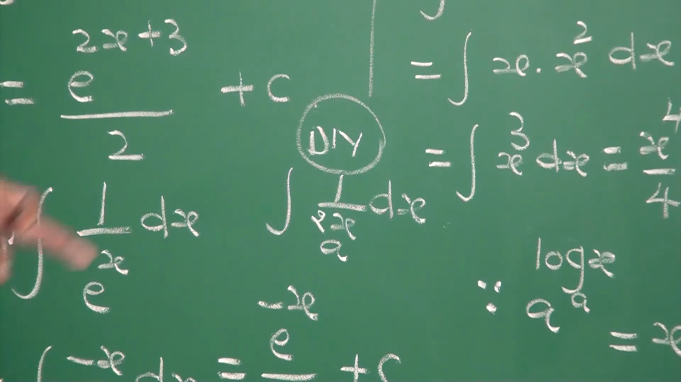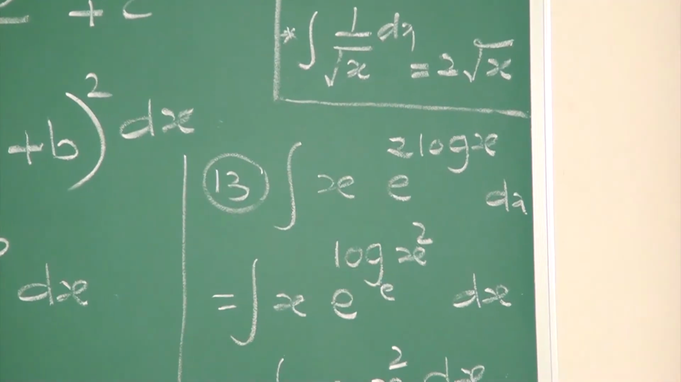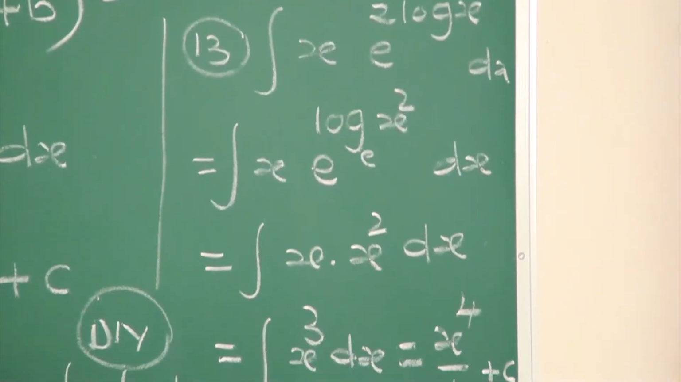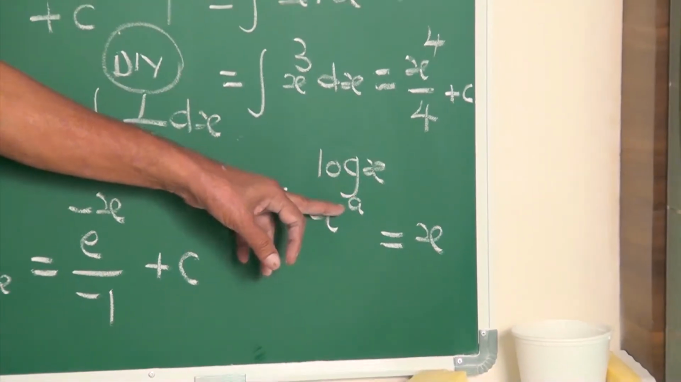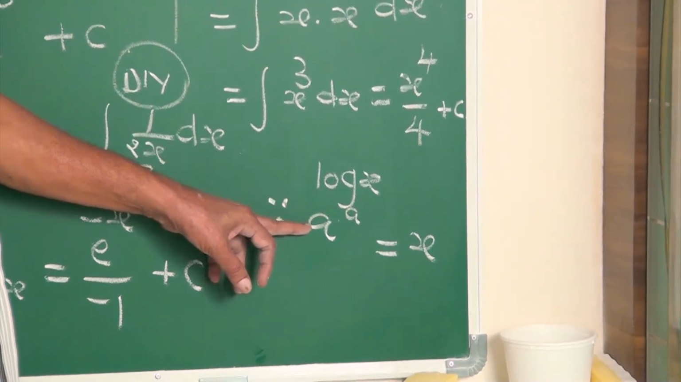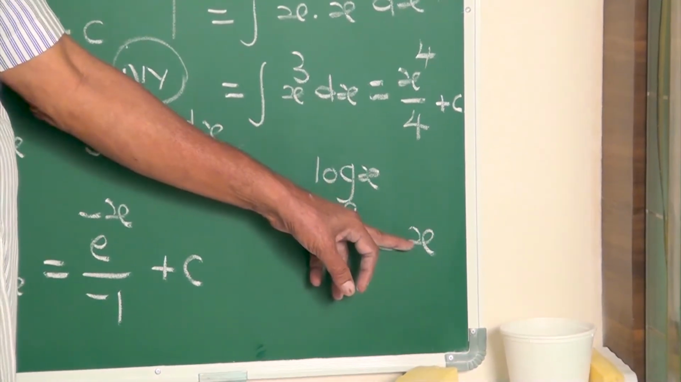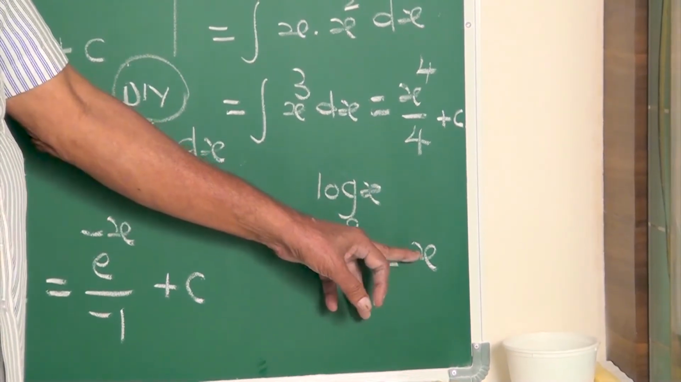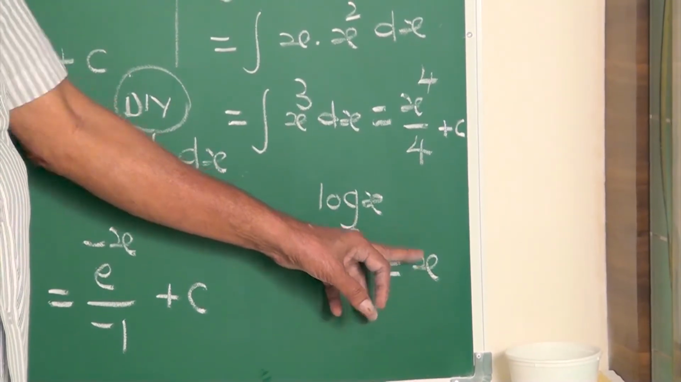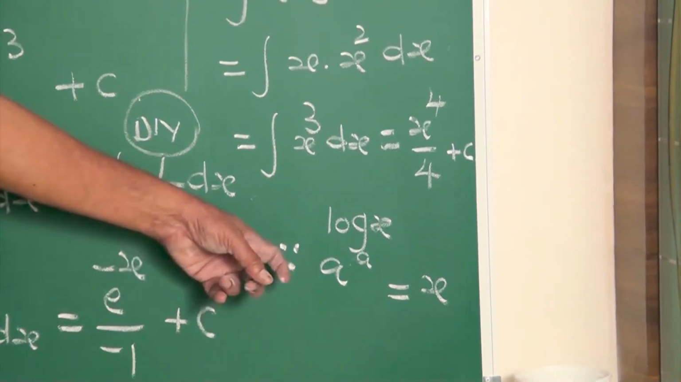Yes. Next, 13. This is the example where we use this property of logarithm: a to the power log x to the base a. Both the bases are the same. In that case, it is that number itself. x is x, x square is x square, x to the power n is x to the power n, whatever it is, the same number you have to write here.